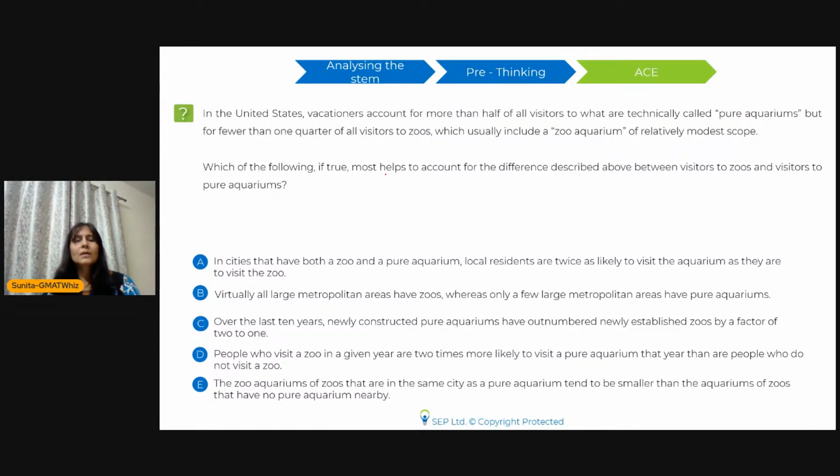The question says, which of the following most helps to account for the difference described between the visitors? All right. Why more vacationers at pure aquariums and fewer vacationers at zoos? Okay. In cities that have both a zoo and pure aquarium, local residents, that means we're talking about non-vacationers, are twice as likely to visit the aquarium. They might be likely to visit the aquarium, but actually they're visiting the zoo more, right?